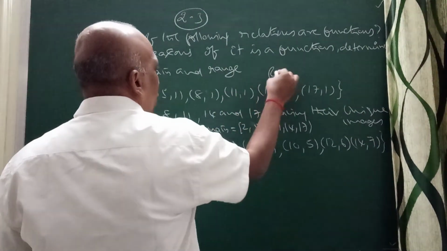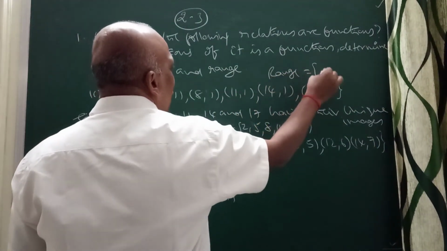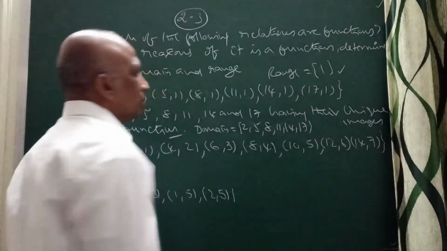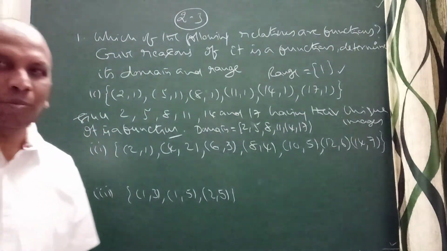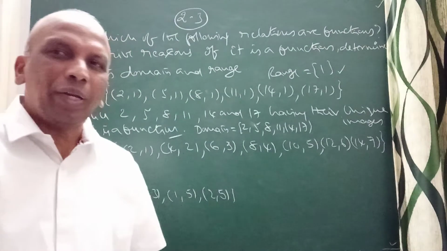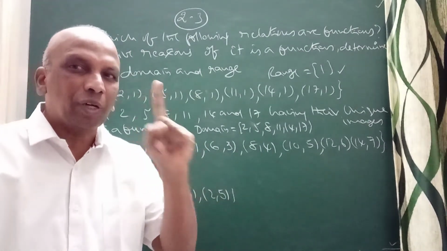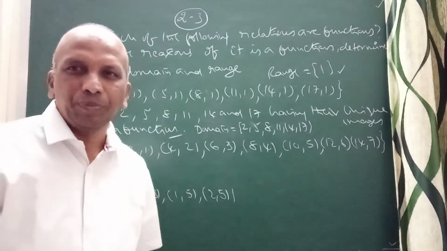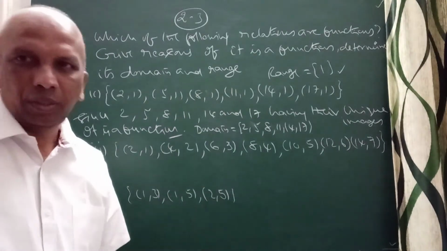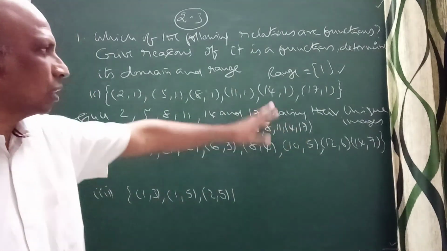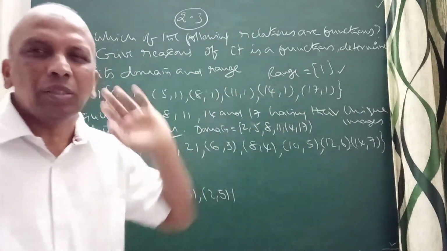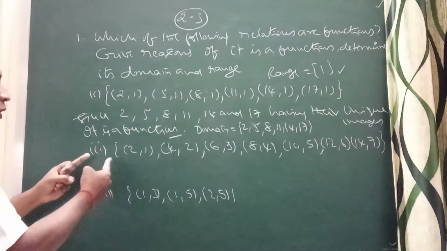I am talking about the range. Range has only one element, right? Can you remember? If the range has only one element, that function is known as a constant function. So this is a constant function. They didn't ask here, I am just discussing. Coming to the second one.